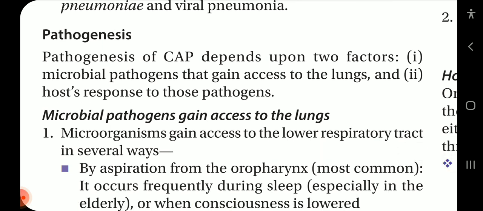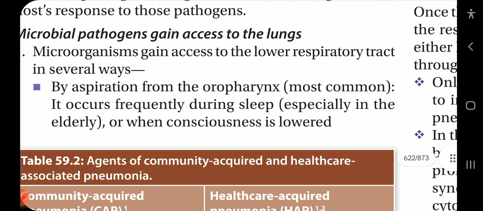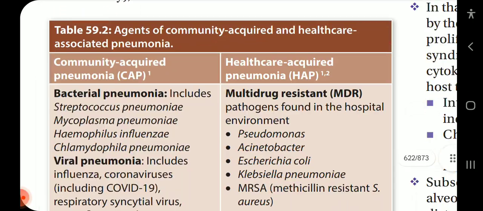Pathogenesis of CAP depends upon two factors: microbial pathogens that gain access to the lungs and host response to those pathogens. Microbial pathogens gain access to the lower respiratory tract in several ways. Aspiration from the oropharynx is the most common. It occurs frequently during sleep, especially in the elderly or when consciousness is lowered.